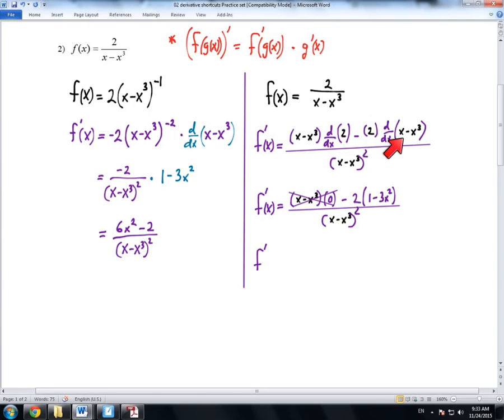Then we have 2 times the derivative of this stuff, which is 1 minus 3x squared, over (x minus x cubed) squared. So all this 0 stuff over here makes it useless. I distribute the negative 2, and I get the exact same function that I had before. You can see using the quotient rule is not wrong. In fact, it's not that much harder, but you can see it takes a little bit more effort to keep everything straight than if you just clean it up at the beginning and then use the chain rule instead.